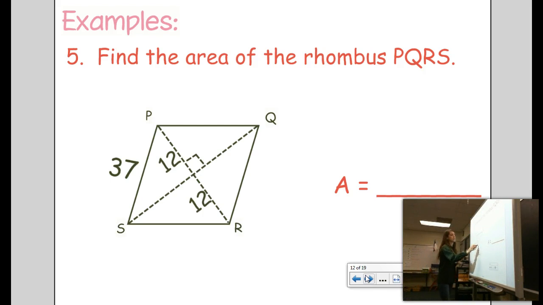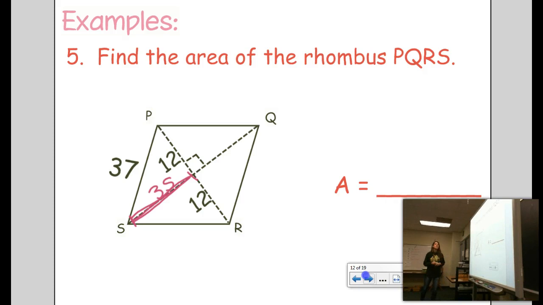Torin, when you find this length, let me know right here. Yep, 37 squared minus 12 squared. Square root. Way too big to even make sense? 35. 35? Yep. All right, another triple. We love when we get whole numbers. That's fun.